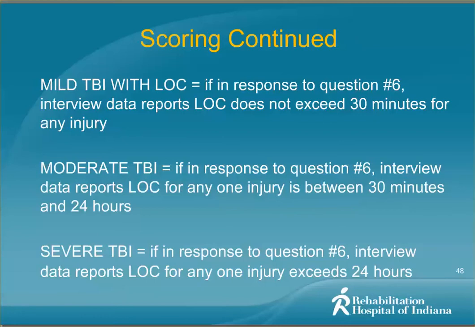Okay. The next level up is moderate TBI. So if in response to question 6, the report shows the loss of consciousness between 30 minutes and 24 hours. And then to score severe, you're looking at that same area. They would report a loss of consciousness for any injury exceeding 24 hours.